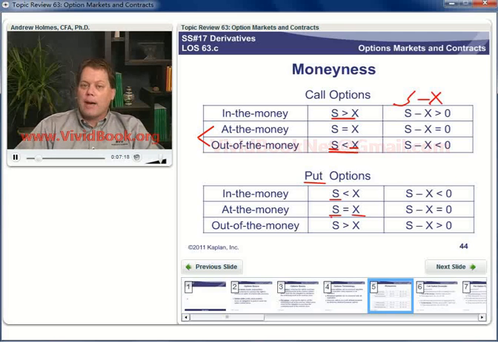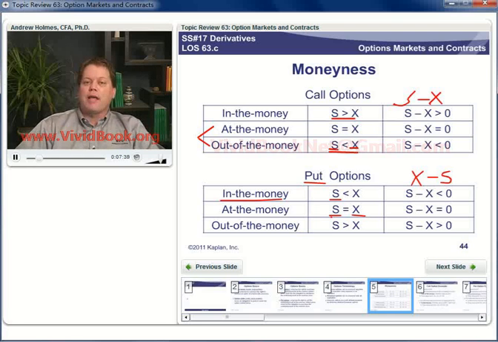So the put option is in the money. That is, the terminal value is positive when S is less than X, and we frequently describe the payoff to an in-the-money put as X minus S. And that's just the exercise price minus the spot price. An out-of-the-money option, of course, has a terminal value of 0. So anyway, keep that in mind.